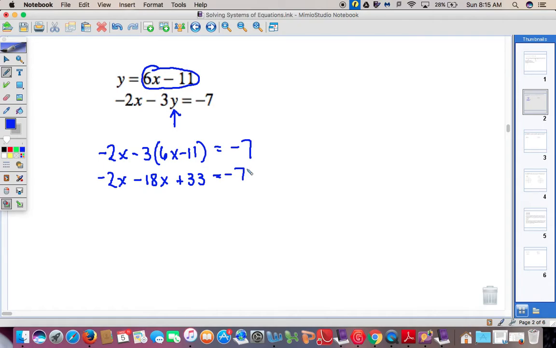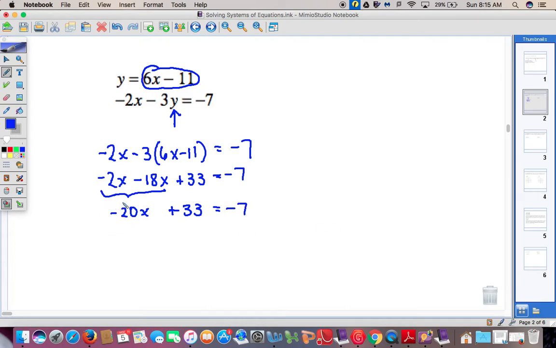Now I want to combine my like terms. My like terms here are negative 2x and negative 18x. They both have the same variable, raised to the same power. Here our power is 1, so we can combine these numerical coefficients. Negative 2x minus 18x is negative 20x, and we've got plus 33 equals negative 7.